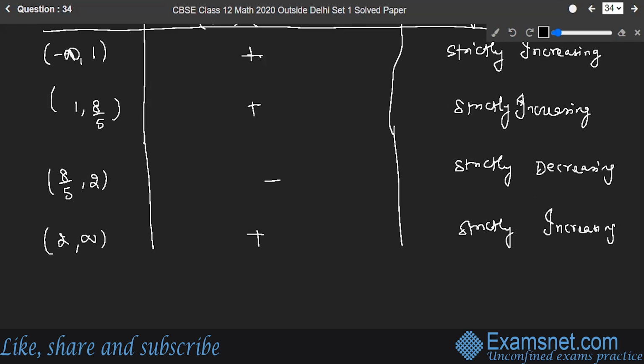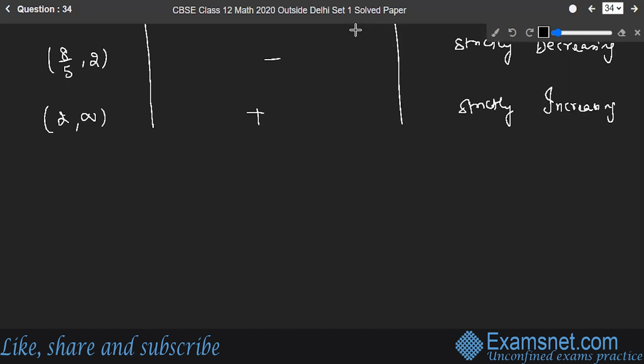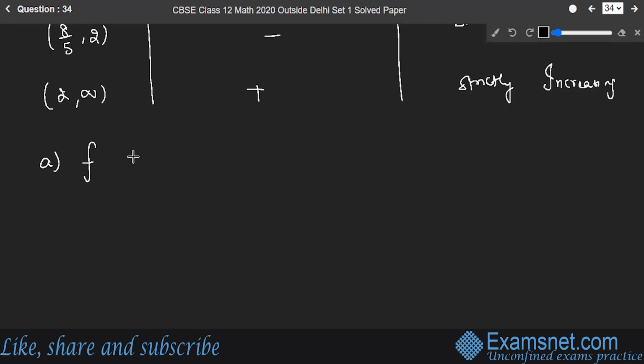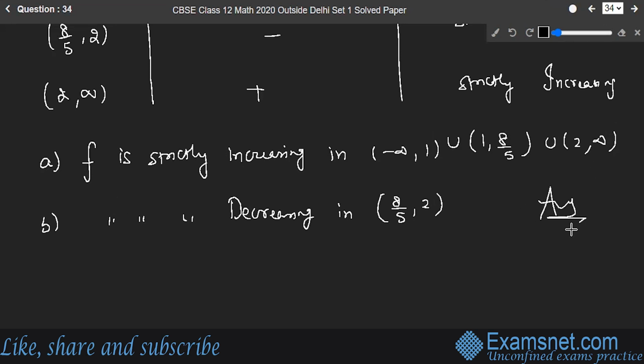Right? So if I talk about when it is strictly increasing, A part: f is strictly increasing in minus infinity to 1 union 1 to 8 by 5 union 2 to infinity, and B part: f is strictly decreasing in 8 by 5 comma 2. So these are the two answers to the question. Hope you understood that. Let's move to the second choice of the question.